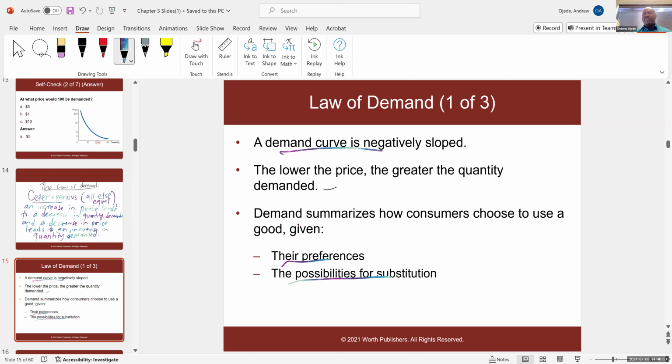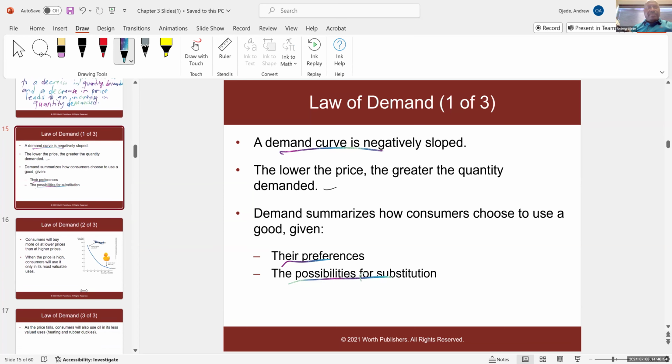You could think of Coca-Cola and Pepsi-Cola as substitutes. So if the price of Pepsi goes up, consumers are going to reduce their consumption of Pepsi-Cola, and they're going to buy more Coca-Cola, whose price might remain low. So consumers can switch away. That's what we're talking about, the possibility of substituting goods.